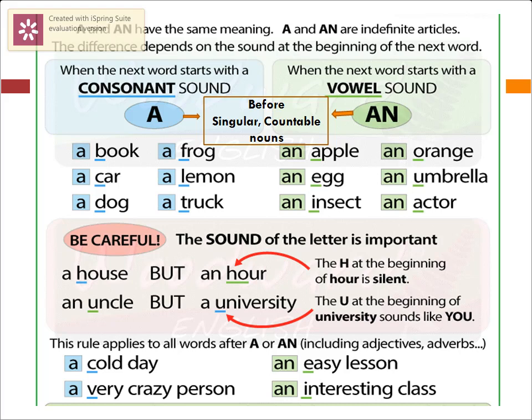This rule applies to all words after a or an, including adjectives or adverbs. For example, a cold day, an easy lesson, a very crazy person, or an interesting lesson.